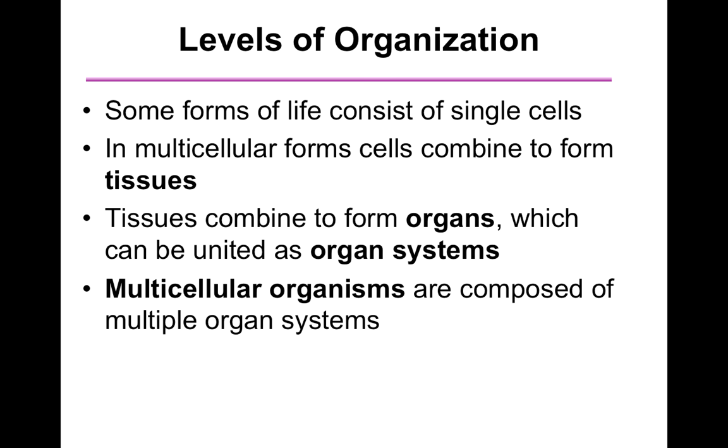Some forms of life consist of single cells. In multicellular forms, cells combine to form tissues. Then tissues combine to form organs, which can be united as organ systems. Then multicellular organisms are composed of multiple organ systems. So there are single cells, and from single cells you get tissues, and from tissues you have organs. In our body, this is how it works. Before the stomach, you see the tissues, and before the tissues, you have cells. Cells, tissues, organs.